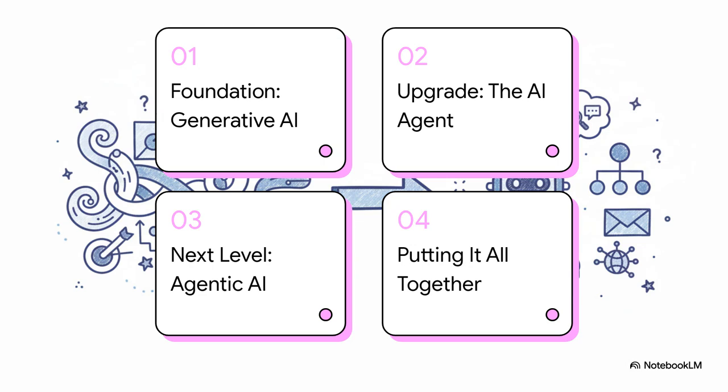And here's our game plan. We're going to start with the foundation, the thing most people know, generative AI. Then we'll look at its first major upgrade, the AI agent. From there, we'll jump to the next level, agentic AI. And finally, we'll put it all together in a nice, simple summary. Sound good? Let's start at the beginning.